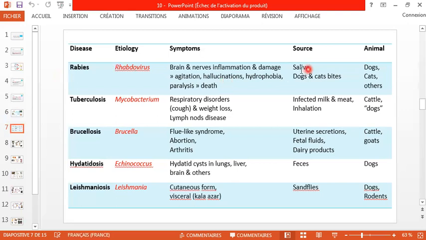And the source matter is saliva, the richest matter in virus is going to be saliva of dogs and cats, okay? And therefore, the virus is transmitted via dog and cat bites, okay? Of course, animal reservoirs are dogs and cats, but also other species like cows, horses, and so on. If you are in contact with those animals' saliva, you are going to be contaminated and you catch rabies.